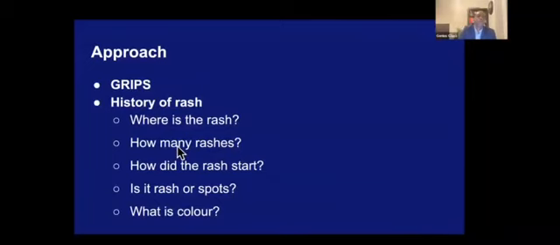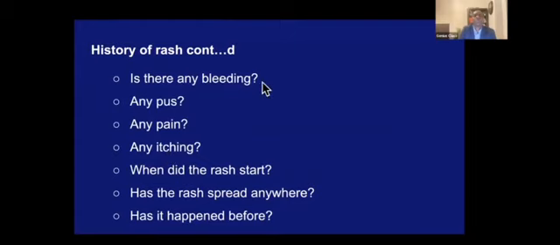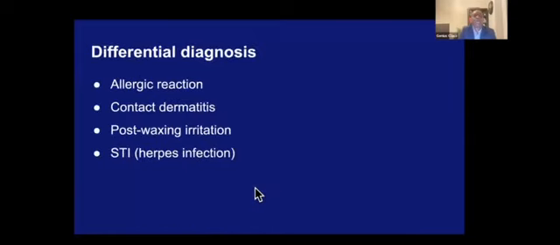As usual, you take the history of the rash. Where exactly is the rash? How many rashes? How did the rash start, suddenly or gradually? Is it a rash or some spots? Are there any swellings? What's the color of the rash? Is there any bleeding? Any pus, any pain, any itching? Has the rash spread anywhere else? Has it ever happened before?